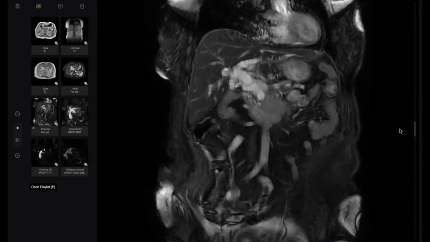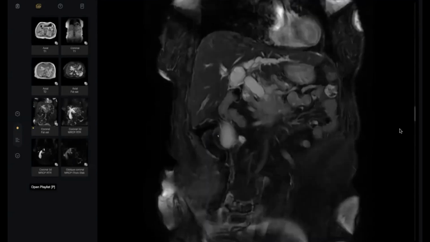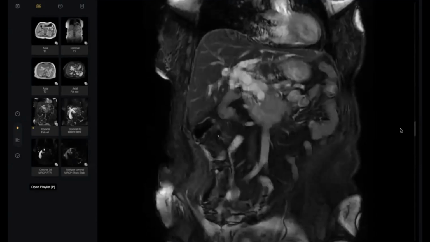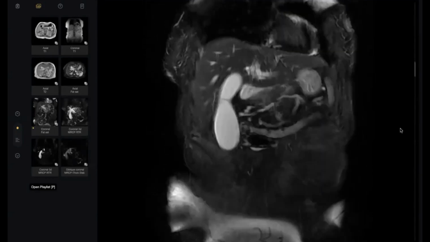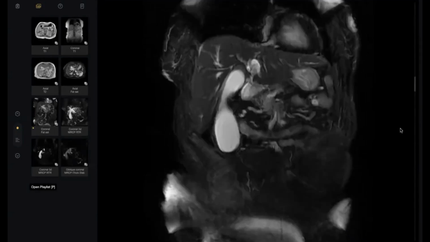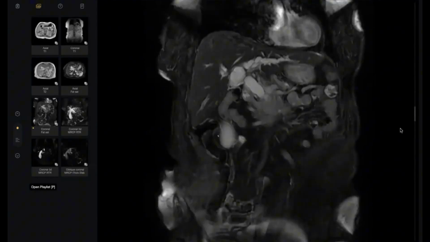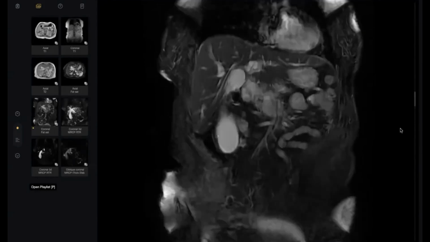What's your expectation or differential for this distal stenosis? It could be a stricture, but the patient has no history of instrumentation. Okay. So, mass at the distal CBD. Okay, what else? Another possibility, if the patient has a history of fever, it could be cholangitis.